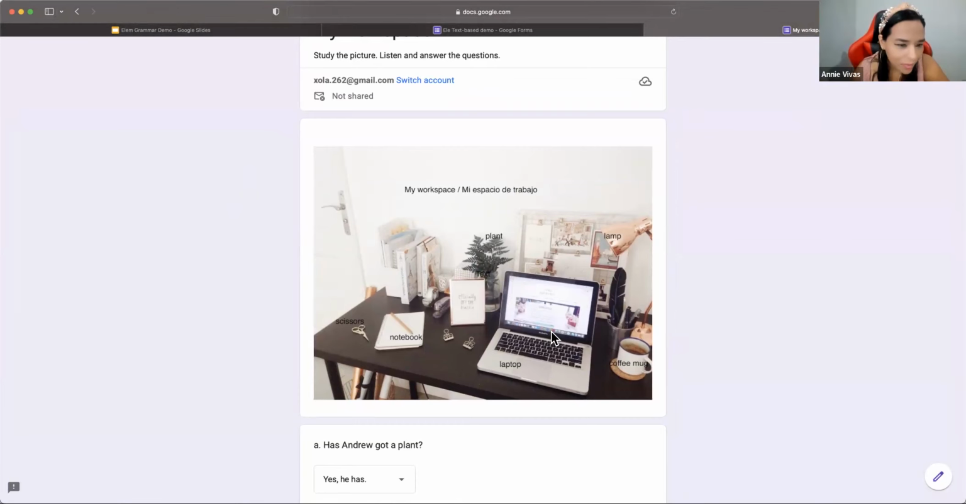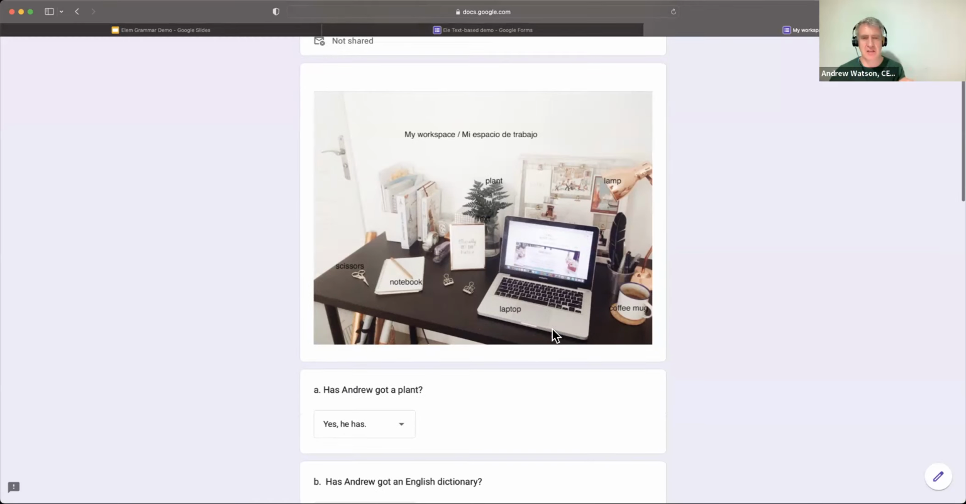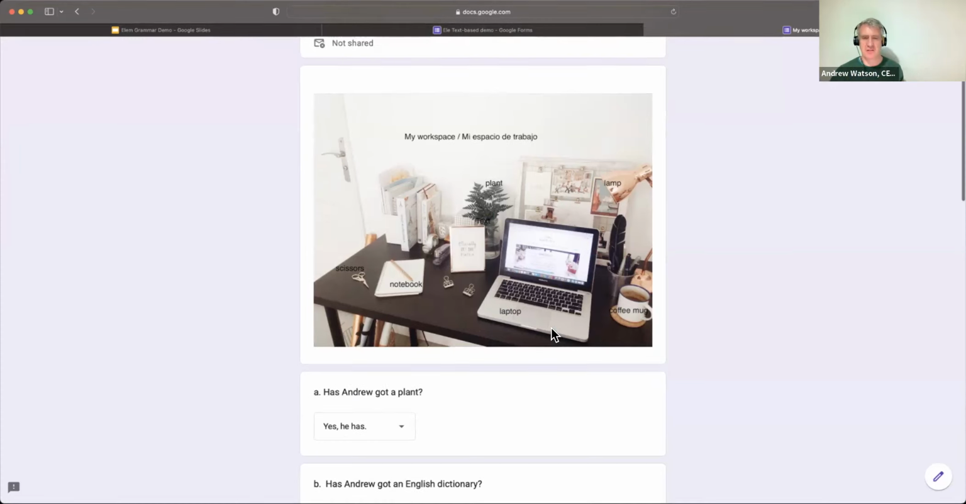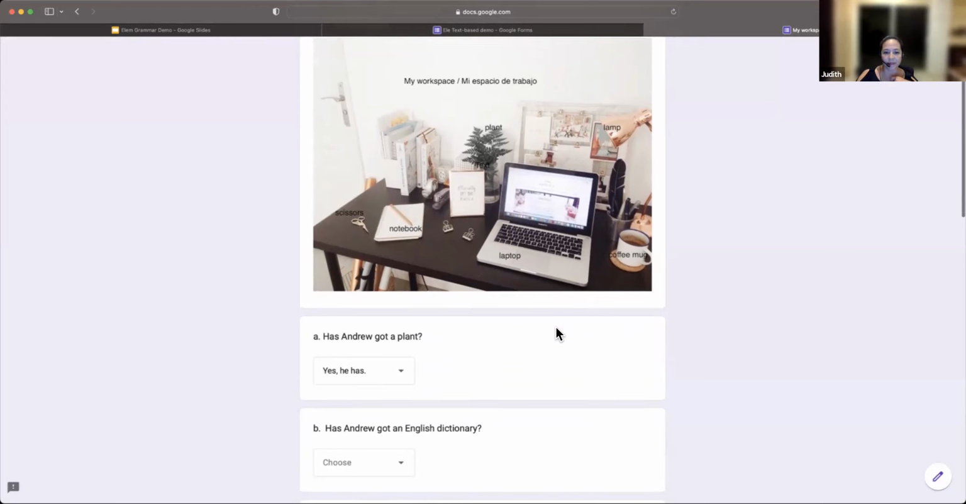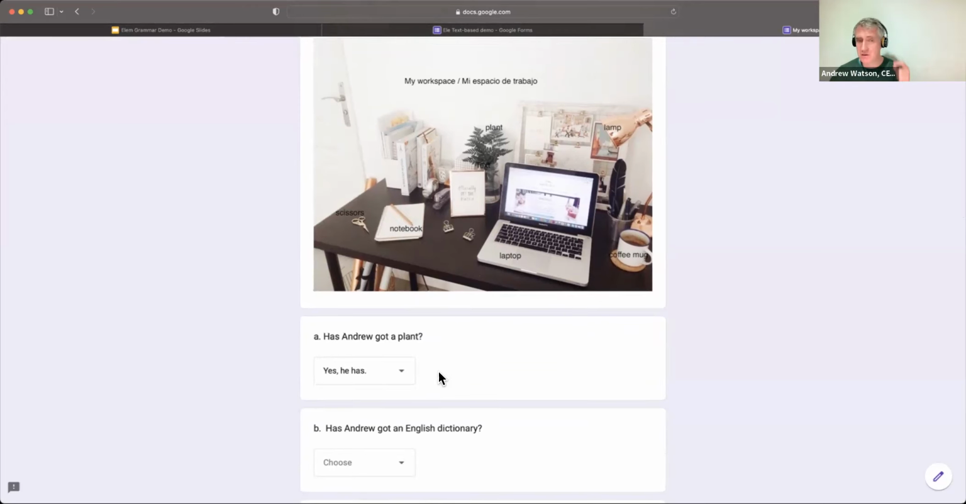Laptop, I see scissors, a notebook, lamp, plant, coffee, books. Good. So, it's pronounced scissors. The C is silent. Scissors. Let's repeat. Scissors. Scissors. Okay.